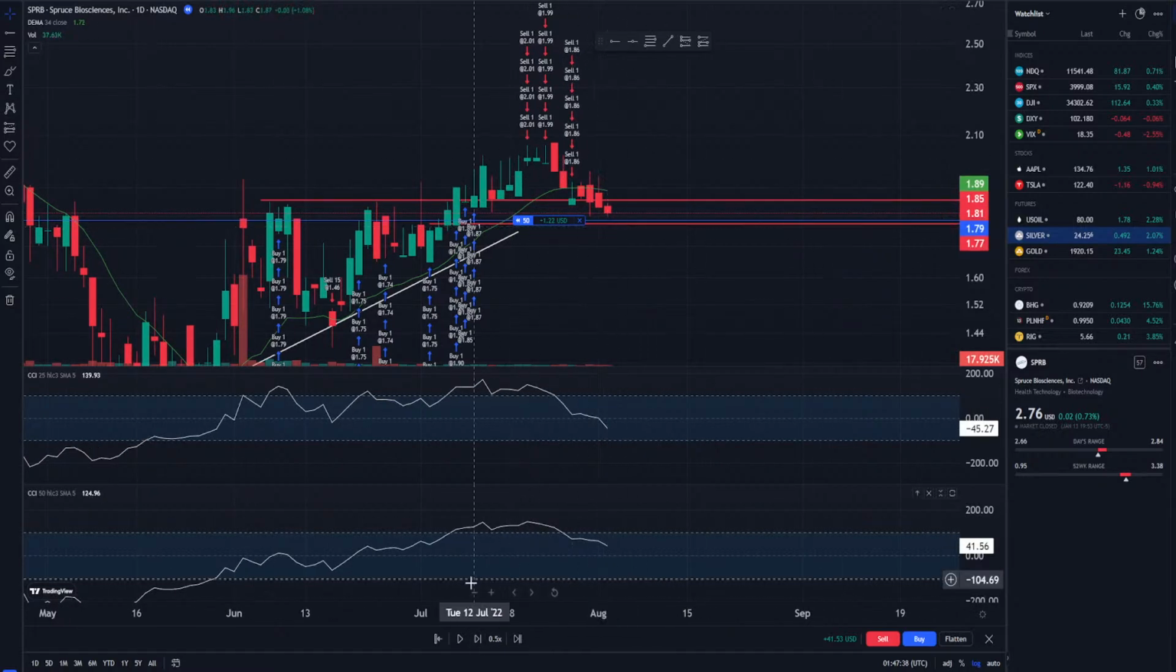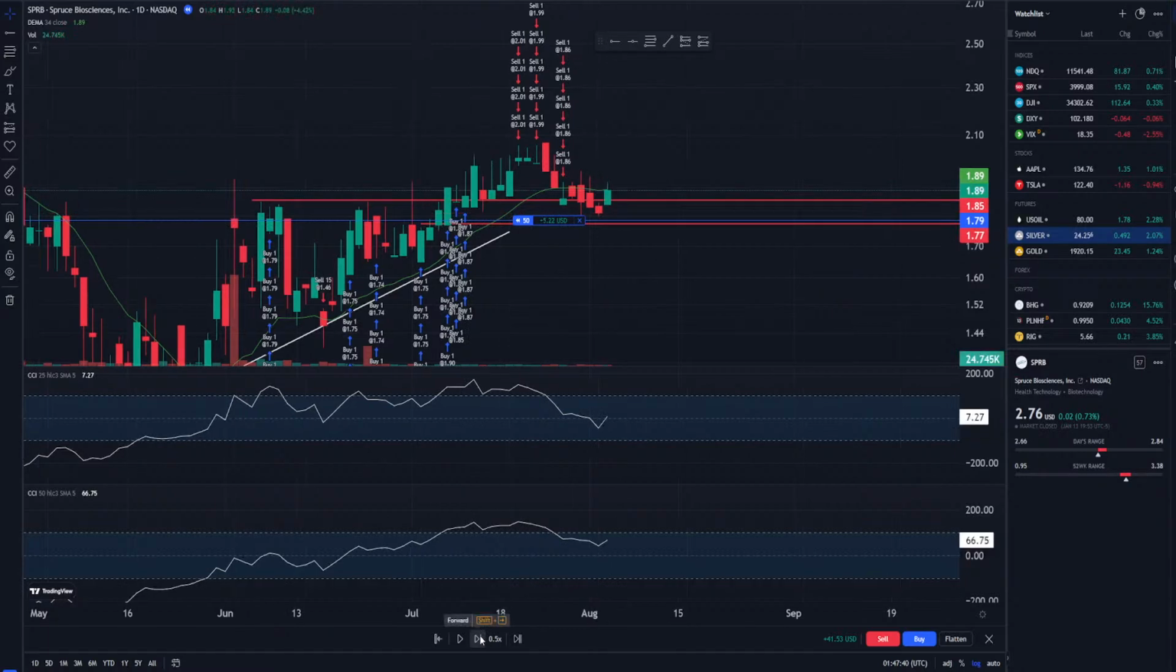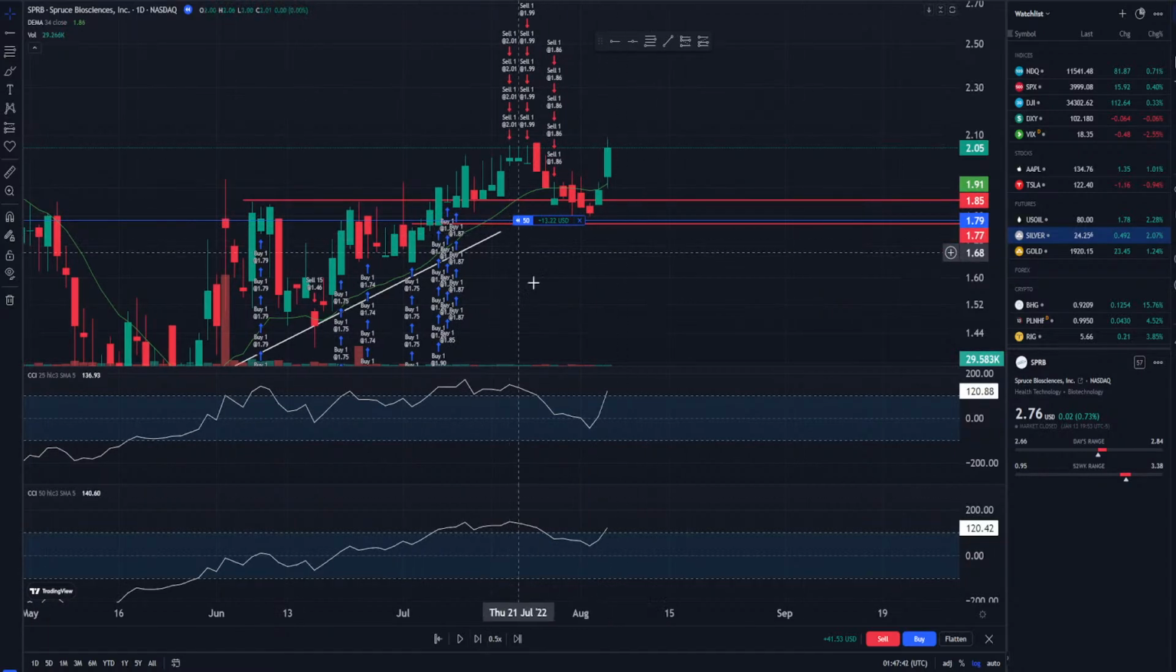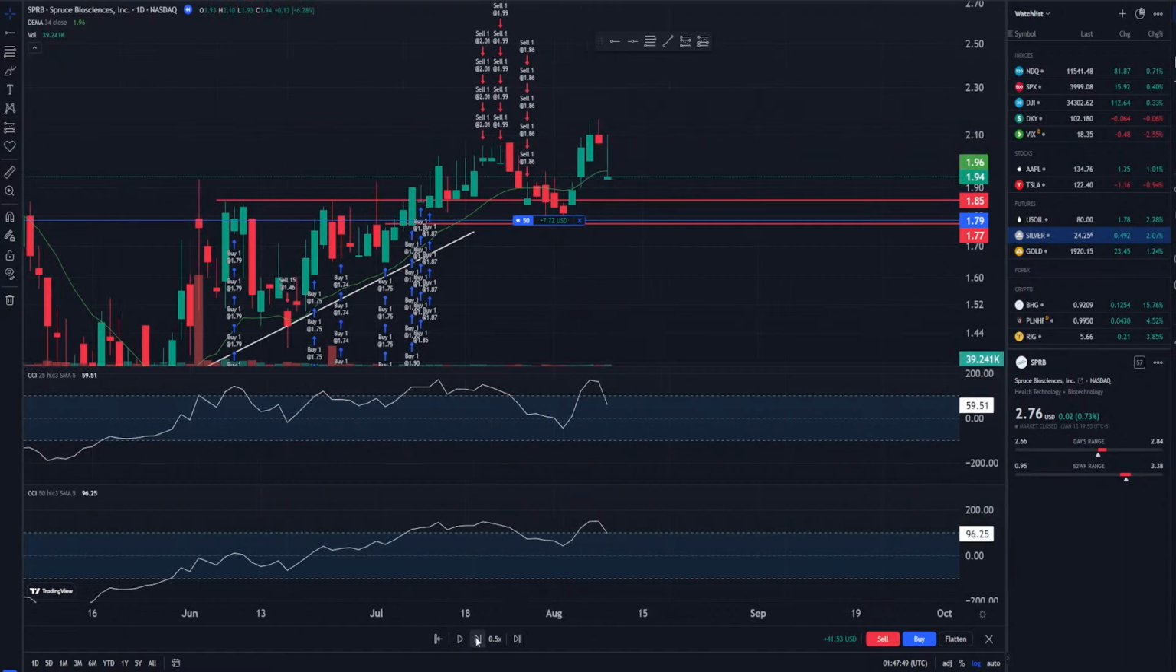Not looking very good whatsoever. We could look to hit the short. Okay, now we're looking okay. So clearly in the positive. Clearly in the positive. I think this looks good for continuation.